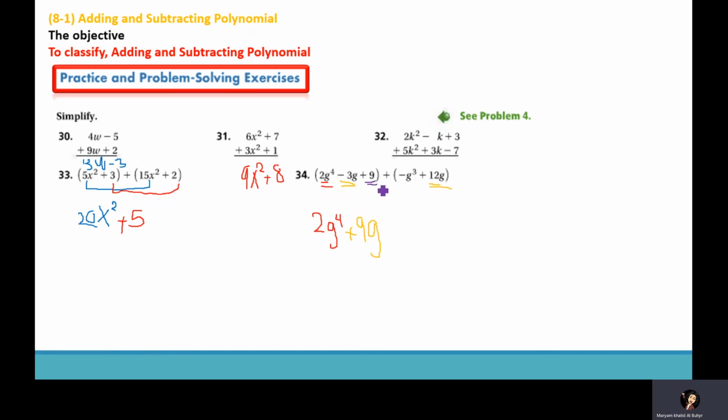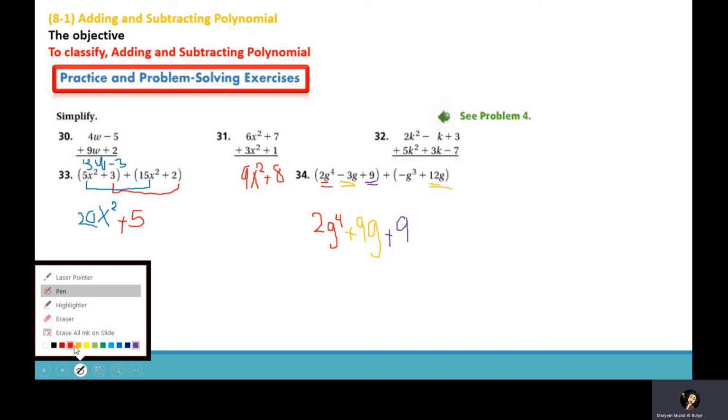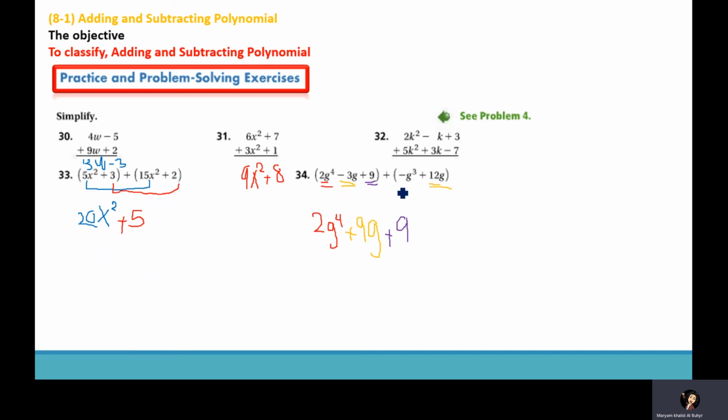Is there anything with this 9? No. So plus 9. There is something I should not forget, the last one. I did not do anything with it. I must drop it as it is. There is nothing to add with this one. So just minus g to the power 3.